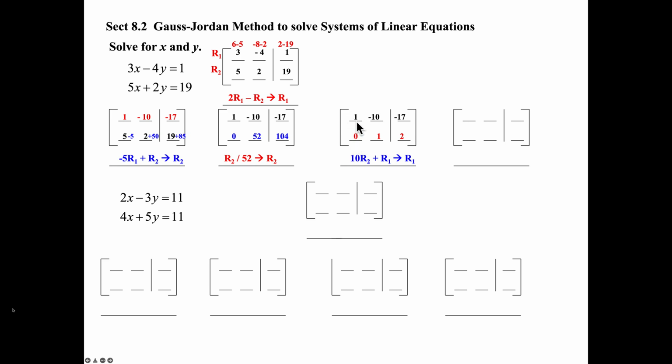10 times 0 is 0. 10 times 1 is plus 10. 10 times 2 is 20. 1 plus 0, no change. This is a 0, that's a 3. There's my answer, x comma y. My ordered pair is 3, 2.